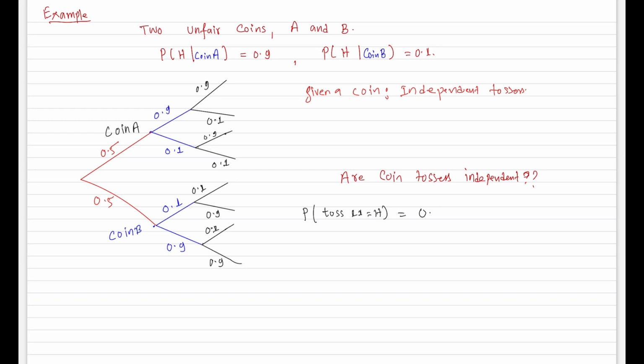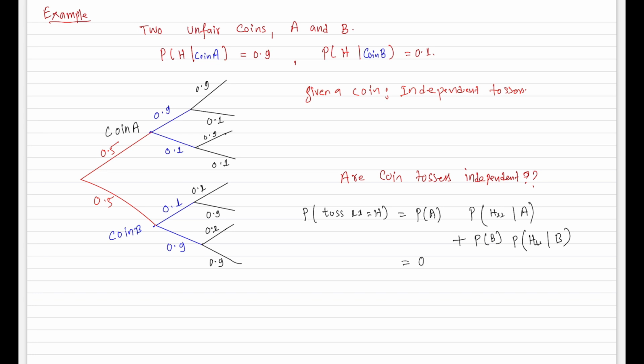Since we have selected this coin A with some probability, now under this condition that we have selected coin A, what will be the probability that the 11th toss will be head? That is one condition. And maybe we will be selecting coin B, and given that we have selected coin B, what will be the probability that we will get head on the 11th toss. So this is the total probability of getting head on the 11th toss.